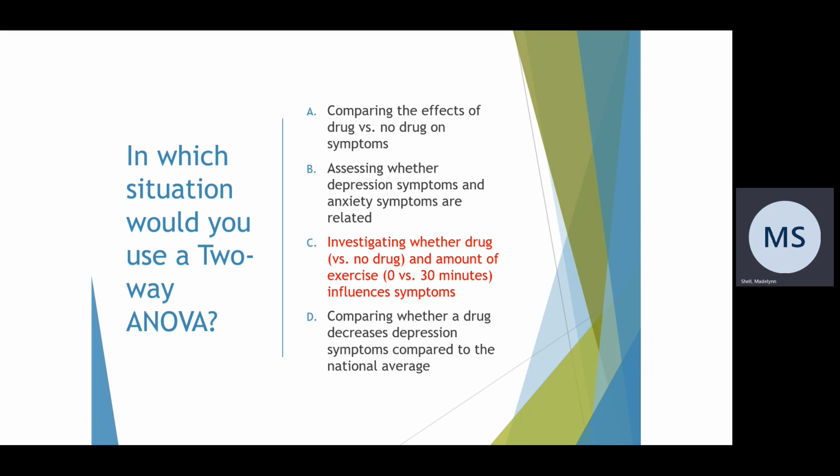Just to quickly review, option A, comparing the effect of drug versus no drug, has one independent variable and only two groups, so we could use an independent samples t-test on that one. Option B, assessing whether depression symptoms and anxiety symptoms are related, sounds like a correlation. And option D, comparing the depressive symptoms of people who take a drug to the national average, sounds like a one sample t-test, because they are comparing the mean for this group to a known population average.